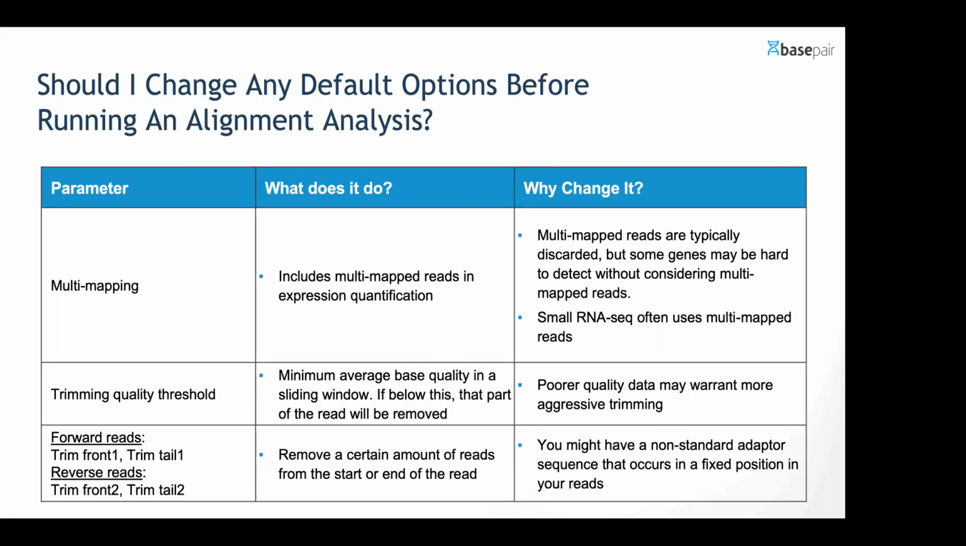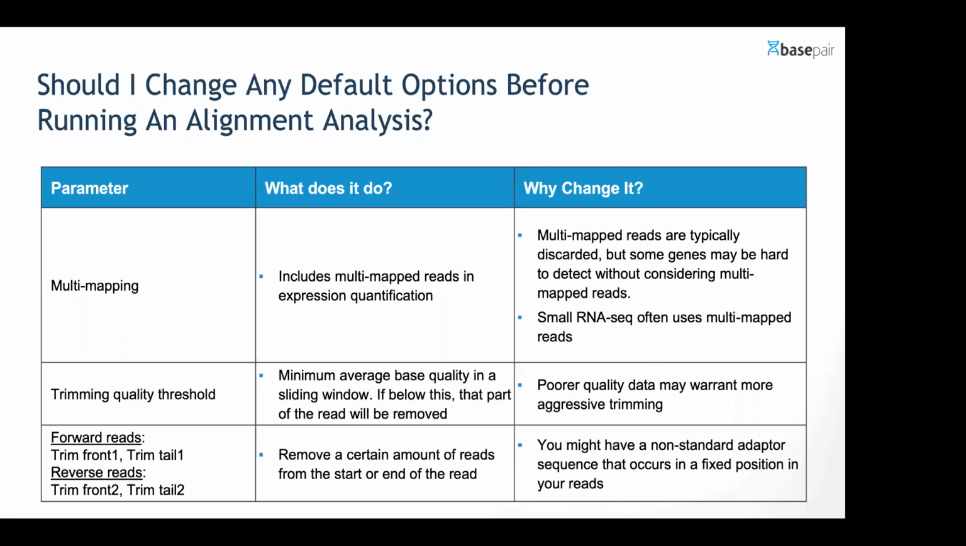Then finally, I'll talk about this third row in this table here, the trim front one, trim tail one. That just refers to the top two being for the forward reads, and if you have paired end sequencing, the bottom is for the reverse reads. And all that does is it removes a certain amount of the beginning or end of the read. If you set trim front 1 to 5, it'll remove the first 5 base pairs in your forward read.